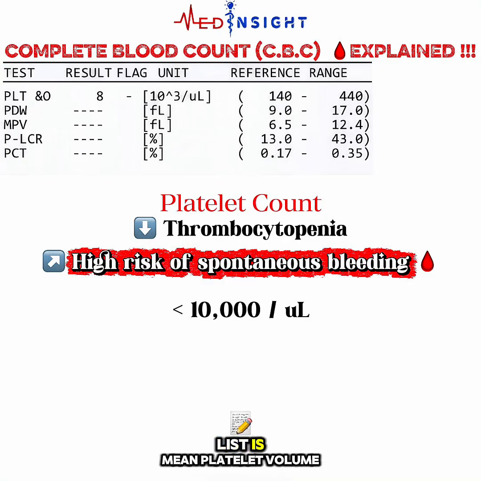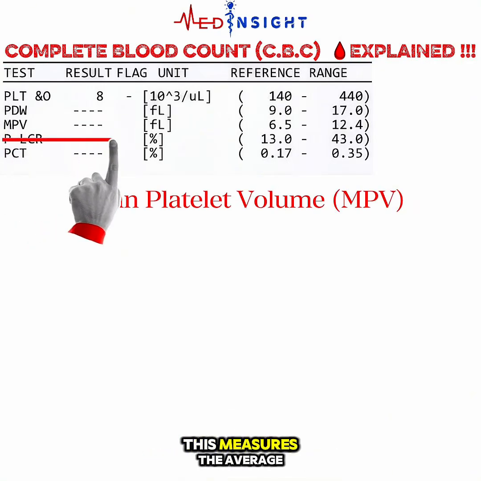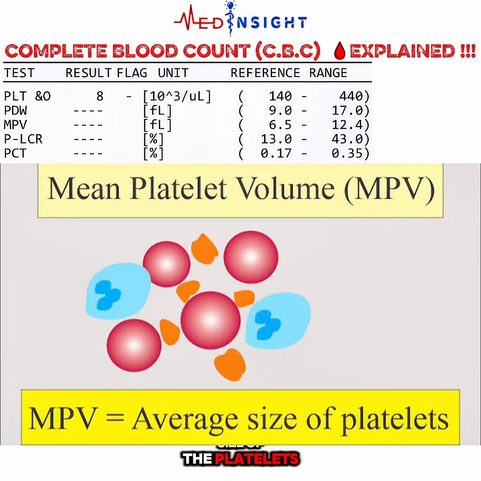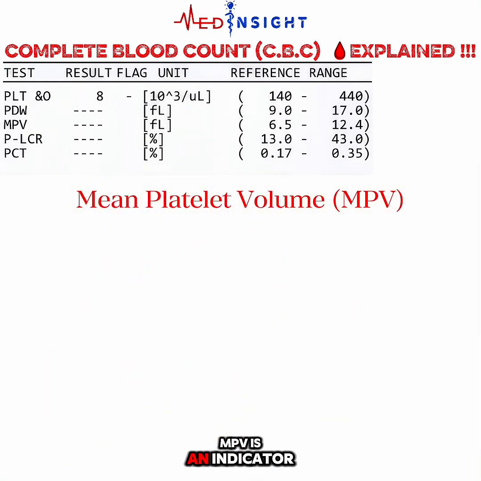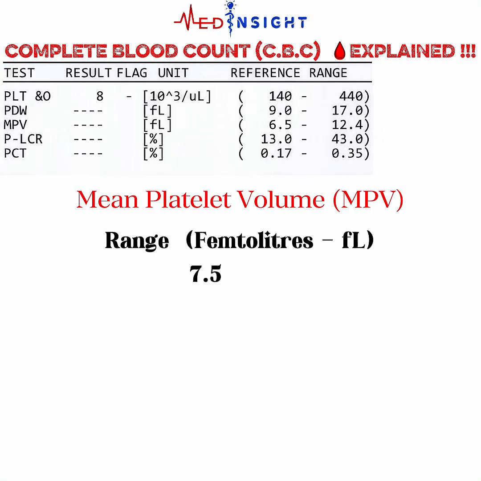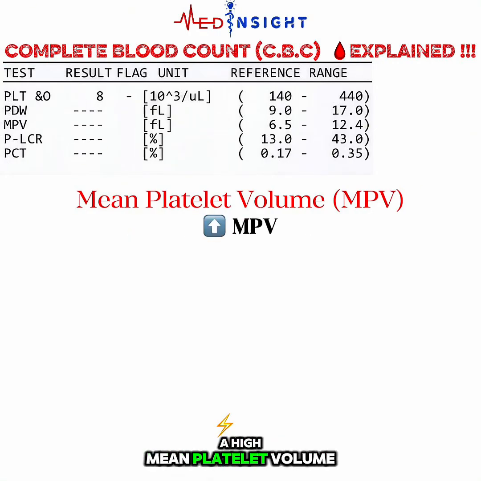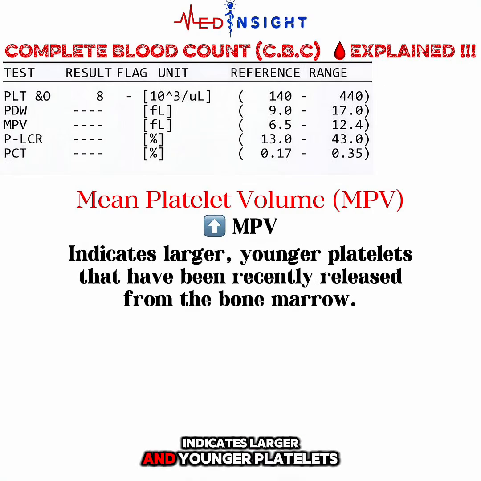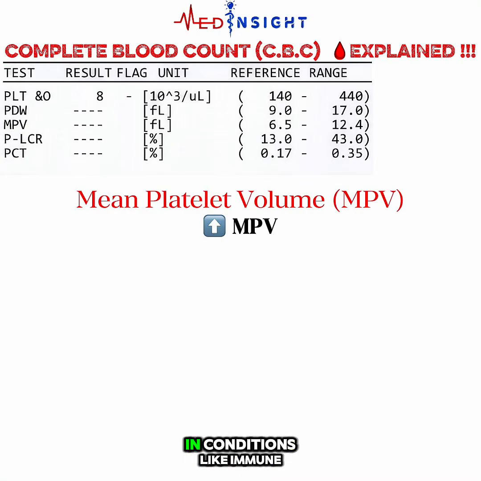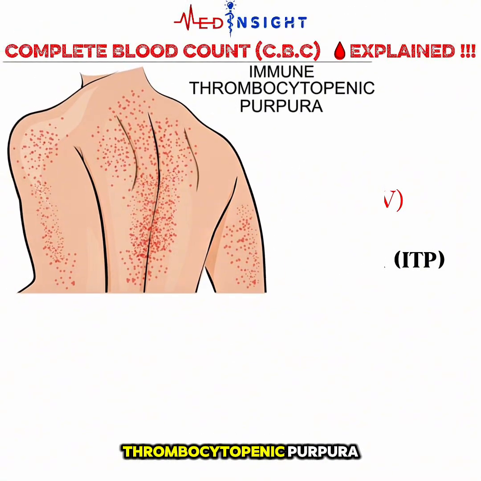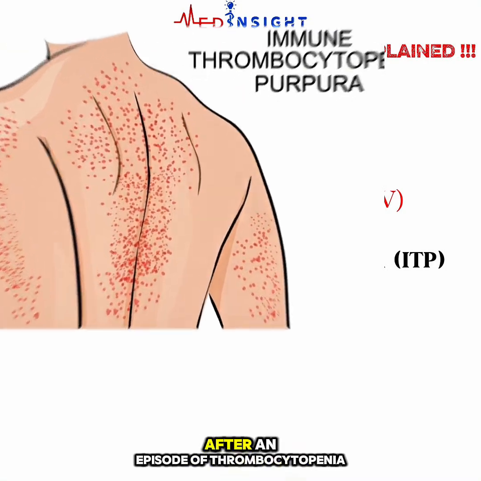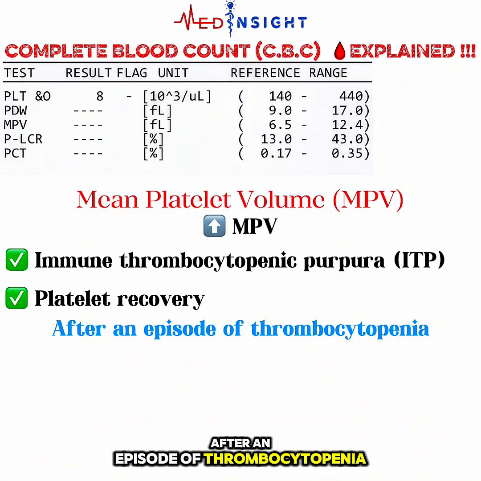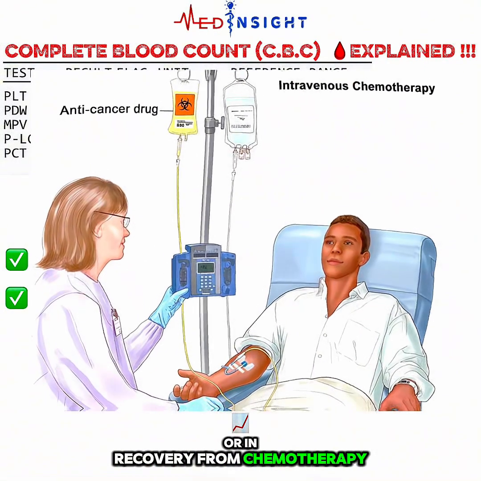The next on the list is mean platelet volume. This measures the average size of the platelets in a sample. MPV is an indicator of platelet production and turnover. A high mean platelet volume indicates larger and younger platelets that have been recently released from the bone marrow. This is seen when platelet production is increased in conditions like immune thrombocytopenic purpura, during platelet recovery after an episode of thrombocytopenia, or in recovery from chemotherapy.